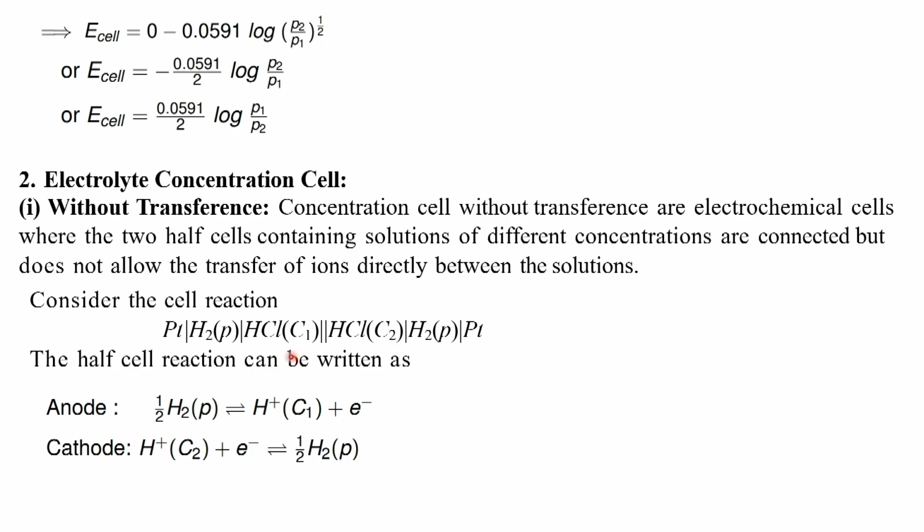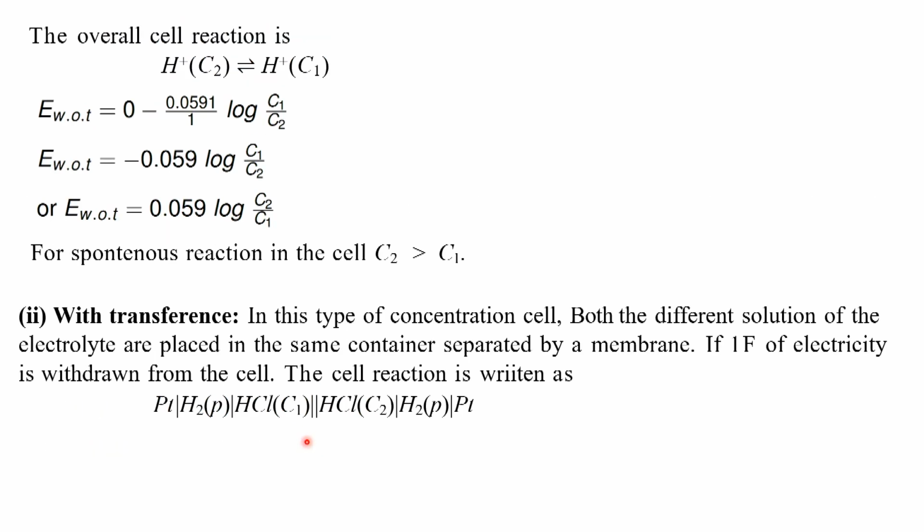The half cell reaction: in the anode, oxidation takes place, so H2 goes to H plus. Half H2 becomes H plus of concentration C1 plus an electron, and in the cathode, reduction takes place, so H plus at concentration C2 takes up 1 electron and gives half H2 at pressure P. So the overall cell reaction, if we add them, we get H plus at concentration C2 is in equilibrium with H plus at concentration C1.